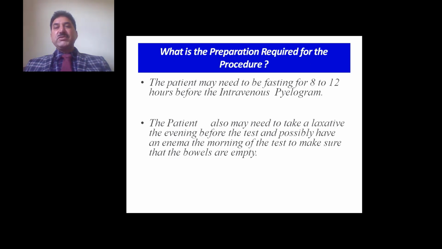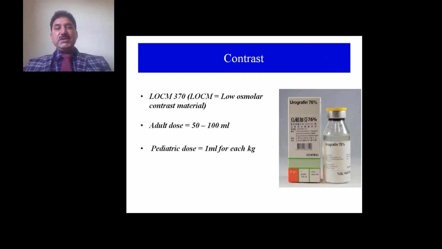What is the preparation required for the procedure? The patient may need to be fasting for 8 to 12 hours before the intravenous pyelogram. The patient also may need to take a laxative the evening before the test and possibly have an enema the morning of the test to make sure that the bowels are empty. Contrast material used in IVP is low osmolar contrast material. In adults, dose is 50 to 100 ml.